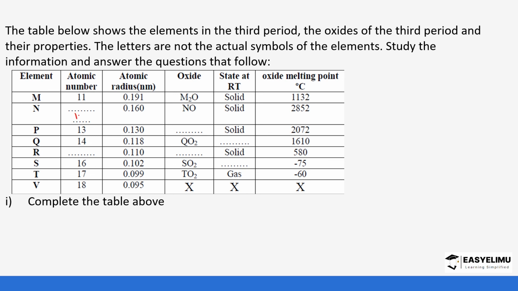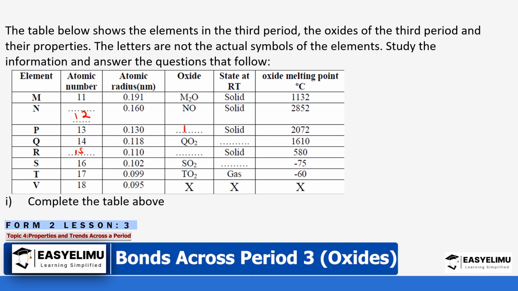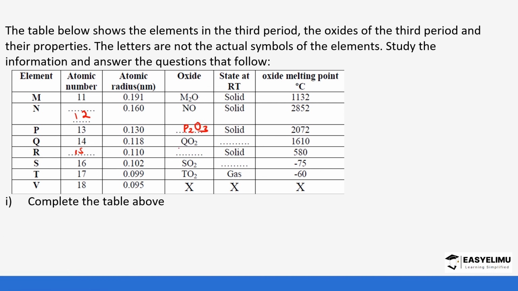Sodium is atomic number 11. N is atomic number 12, after sodium. 14, this is going to be 15. So sodium oxide or M oxide. So this is going to be P2O3 because it's from aluminium. And then this is 15. So it has 5 valence electrons, so it's going to be P2O5. So these are solids, and then also this is a solid. Remember, silicon 4 oxide is a solid, and then for sulfur 4 oxide, number 16 is going to be gas.